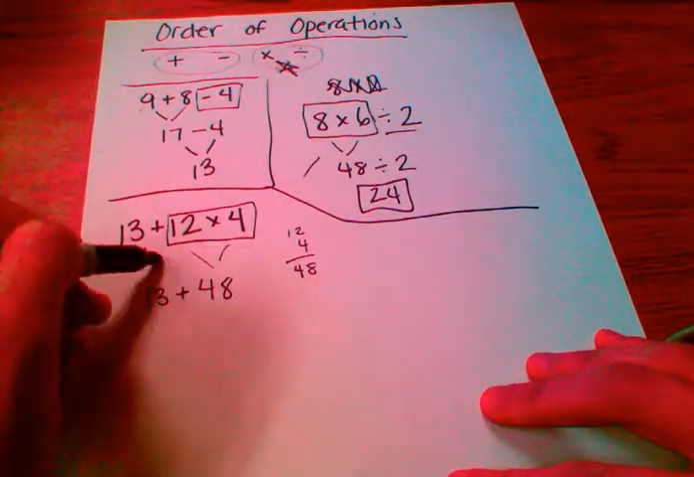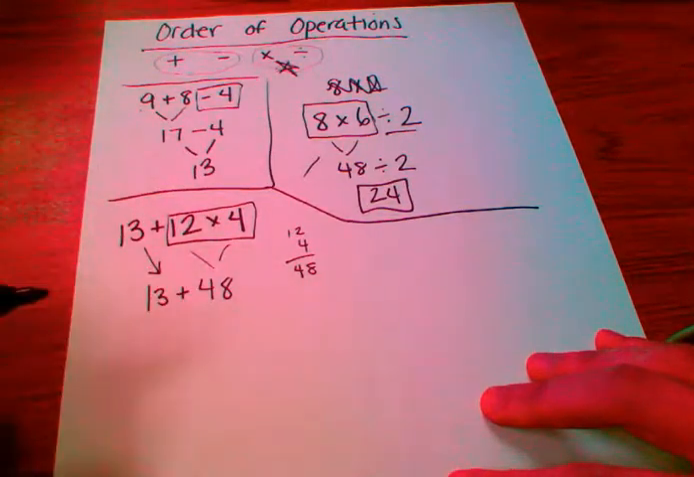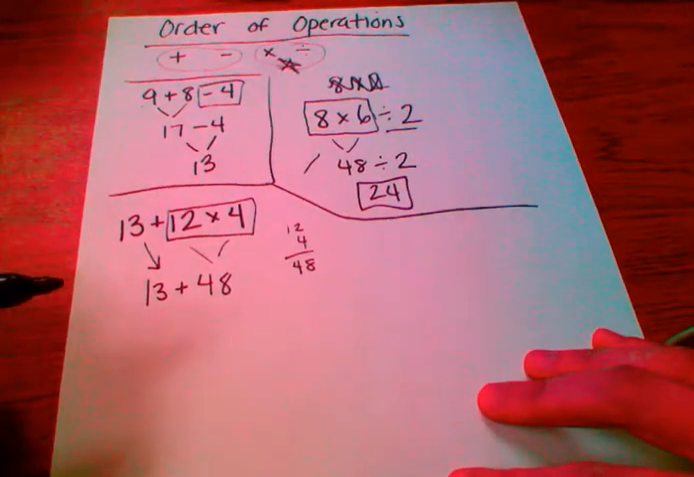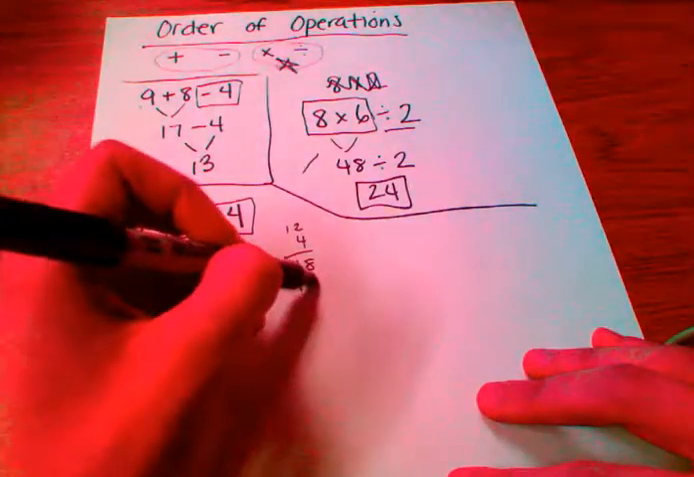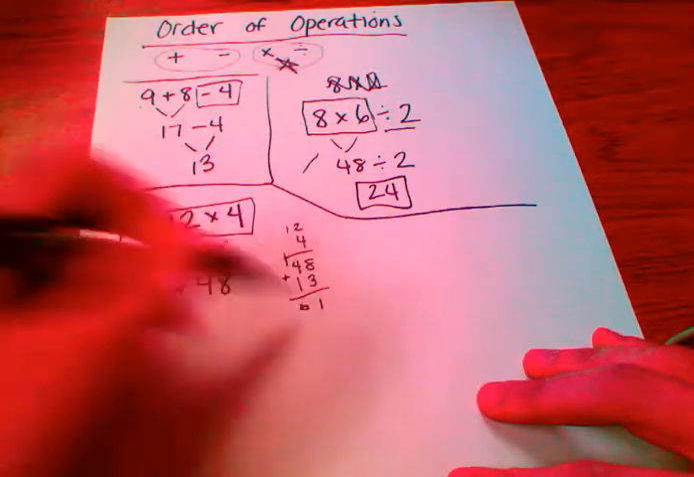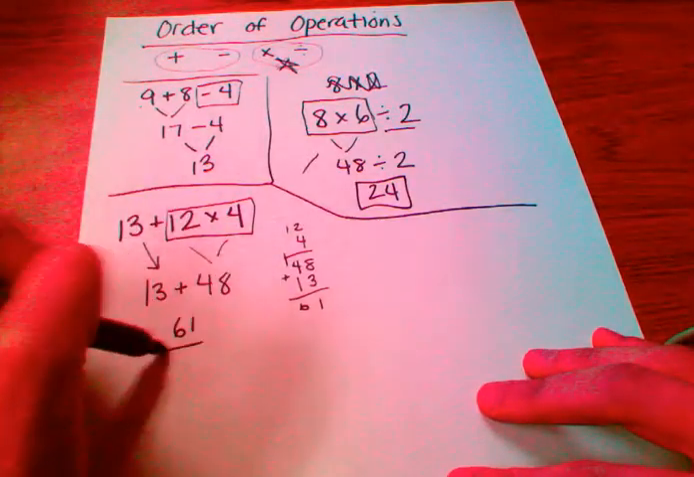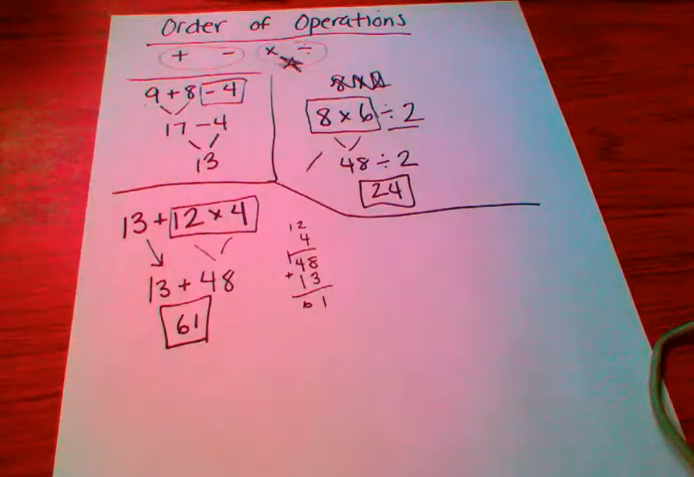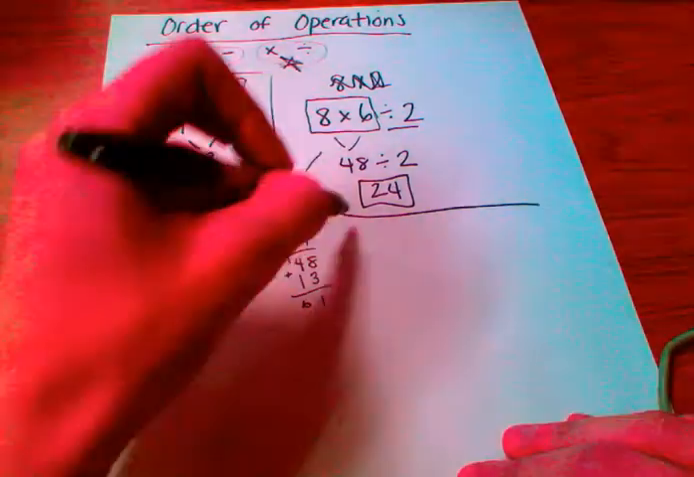Just bring it right down. So now I've got 13 plus 48. And so when I add those together, I get 61 as my final answer. Let's try another one.